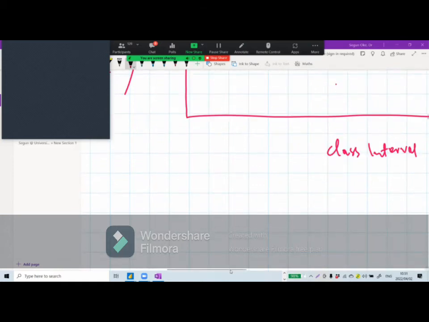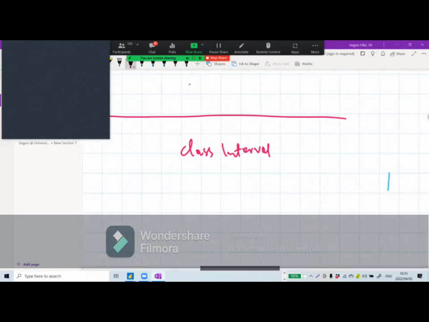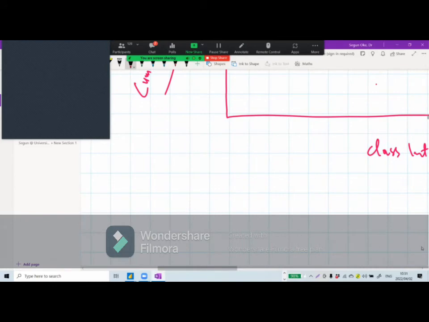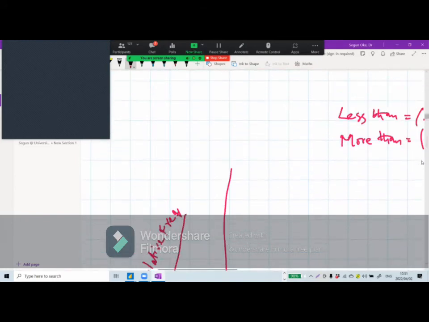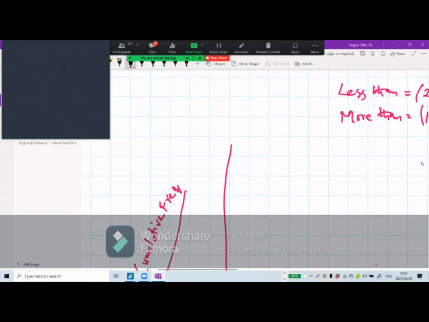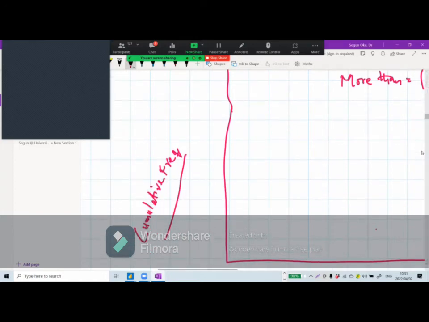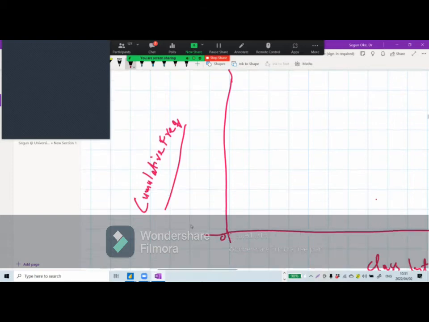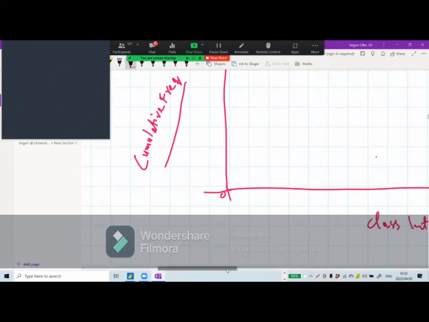Now, let me solve this. Somebody is asking a question. Now we have the two tables, so we have two graphs to plot. Let me just do it this way. Let's start. The first one will be 0. Please plot it nicely in your own case.